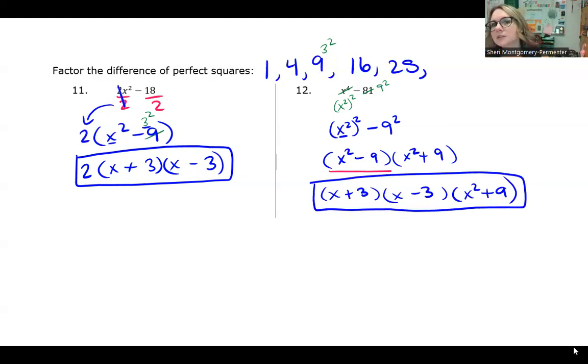It's not a difference, so it's not a difference of perfect squares. This only works when you're subtracting. That's the only one that it works with.